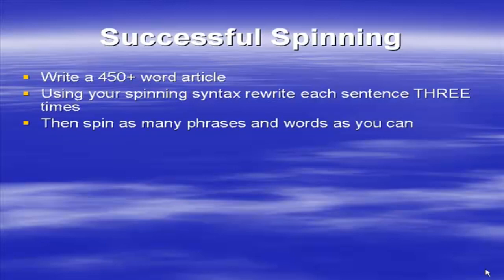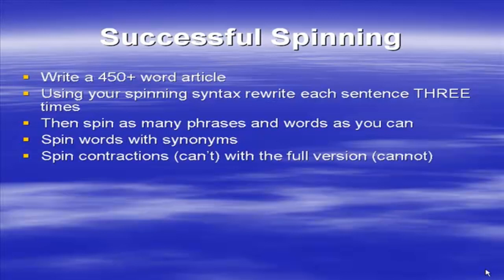Then within each sentence that you've rewritten, basically every single one of the sentences, you spin as many phrases and words as you can. If there's a phrase that you can spin, you spin it. If there's a single word you can spin, you spin that as well. You spin the single words typically with synonyms and the phrases with other phrases that mean the same. You will spin contractions with the full version, so can't becomes cannot, you're becomes you are, they're becomes they are, and so on. What this does is vary the word length of the article and helps make it that little bit more unique.